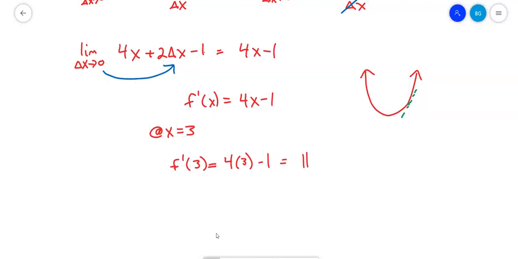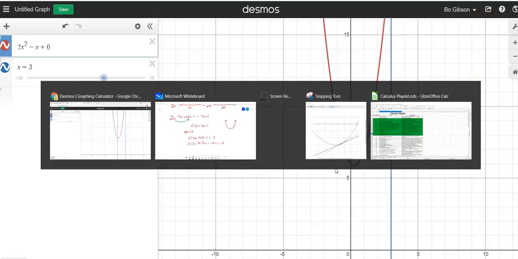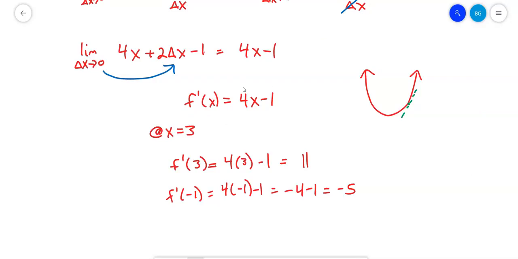So f prime of -1 would be 4 times -1 minus 1, which is -4 minus 1, which is -5. And just looking at the graph, that seems reasonable. That's a pretty steep slope, and it's definitely negative. So it seems like this expression is giving us correct values.